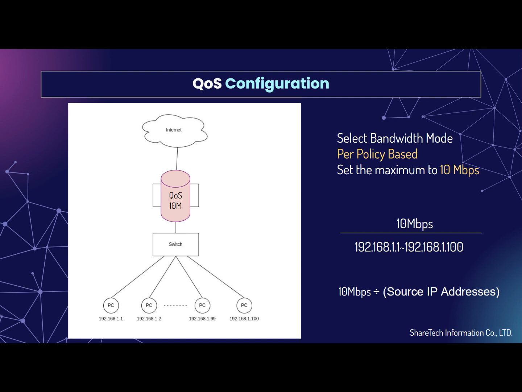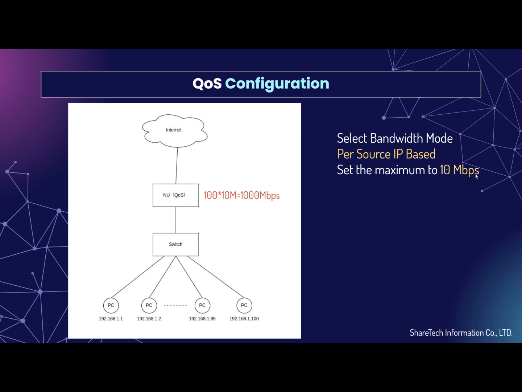So if the range of source IPs restricted by your policy rule is large, the allocated bandwidth should be higher. Otherwise, there might be an issue of insufficient bandwidth distribution.